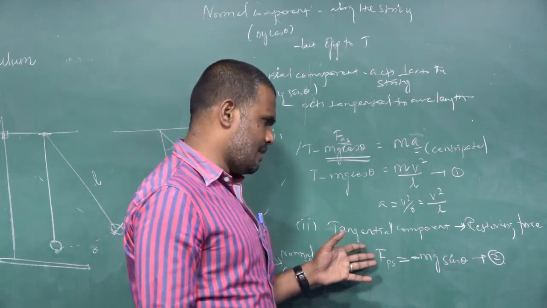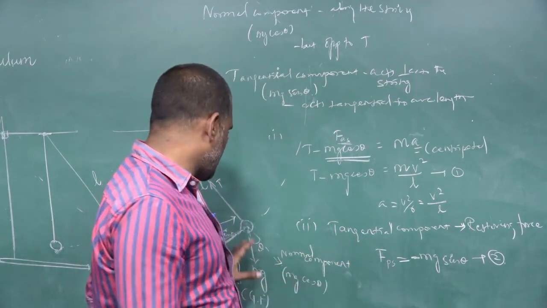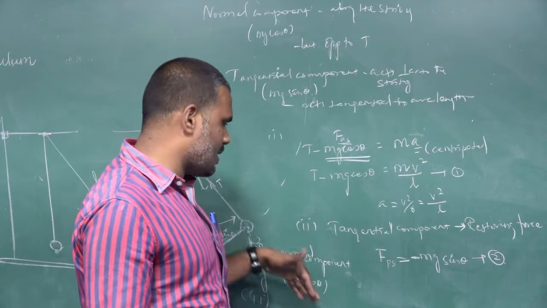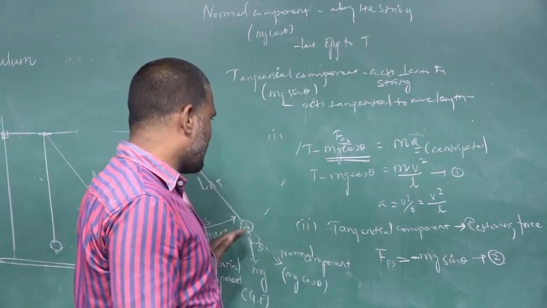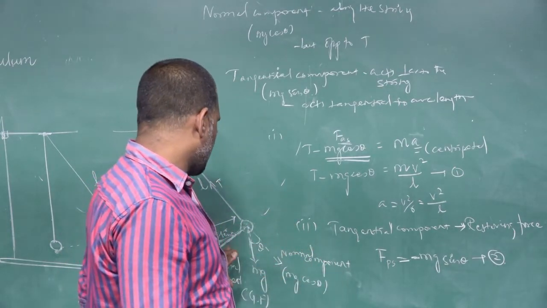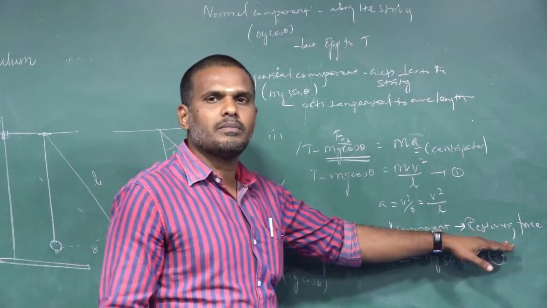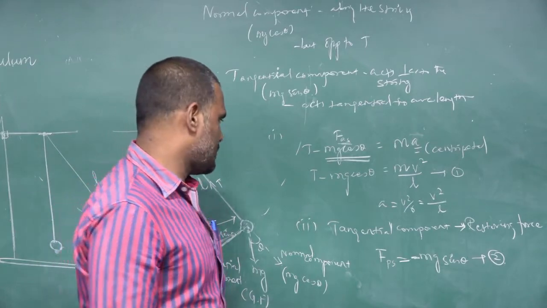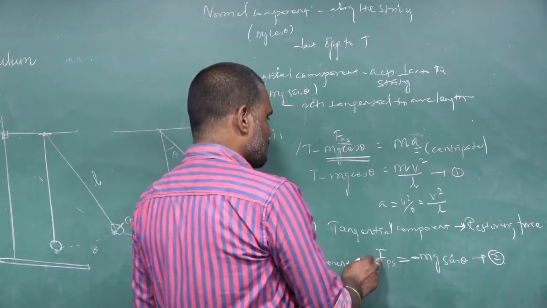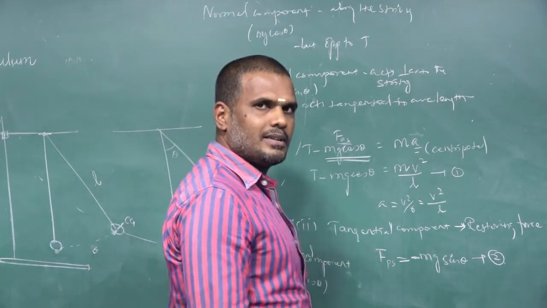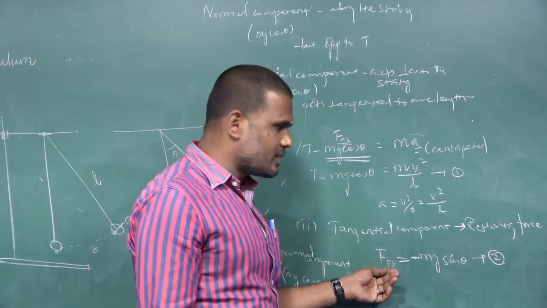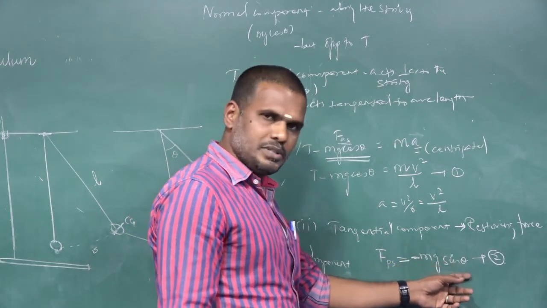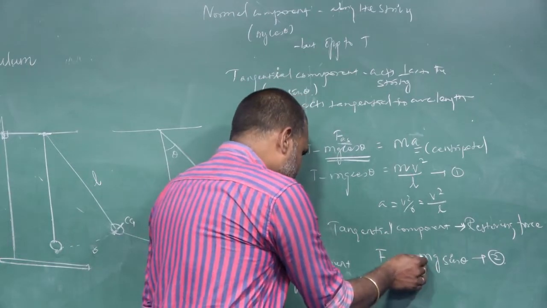This idea is very clear. I am applying the FBD for this particular diagram. I just applied it for the normal component, and now I am applying it for the tangential component. I am saying here that the tangential component is nothing but the restoring force acting on the bob to bring the bob back towards its mean position. So F_PS, the component perpendicular to the string, is represented as mg sin theta, but I am introducing a negative sign here.